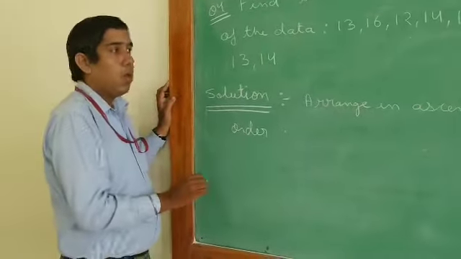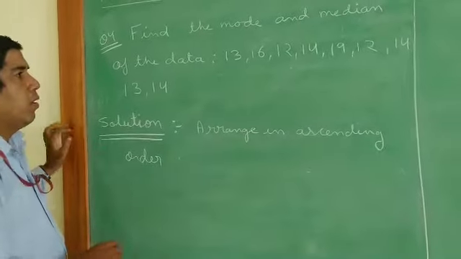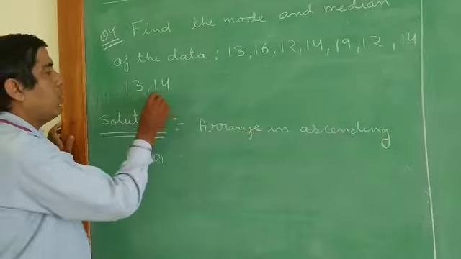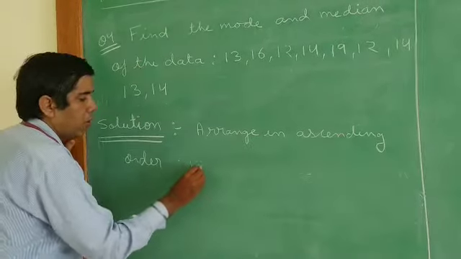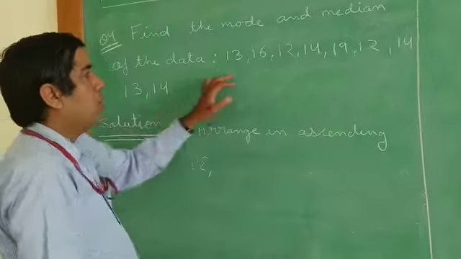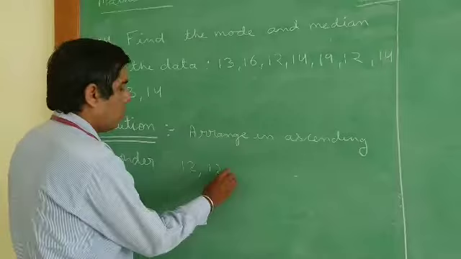Arrange in ascending order. So what comes here? You can see now, what is the smallest number? Smallest number is here, 12. So I'll take 12 first. How many 12s are there? Just see, 1, 2. So two 12s.